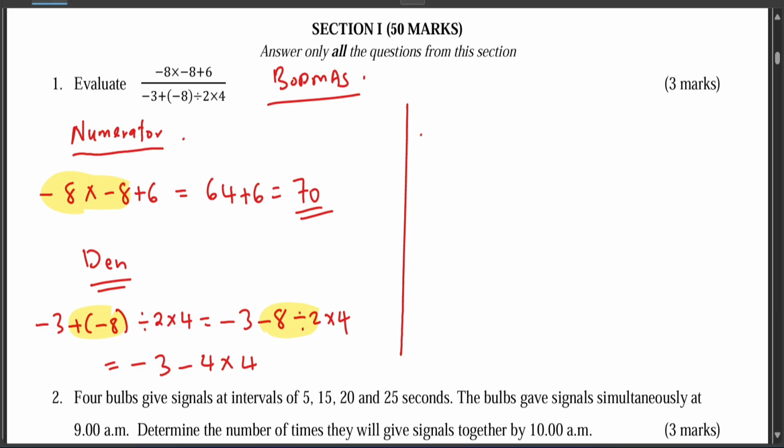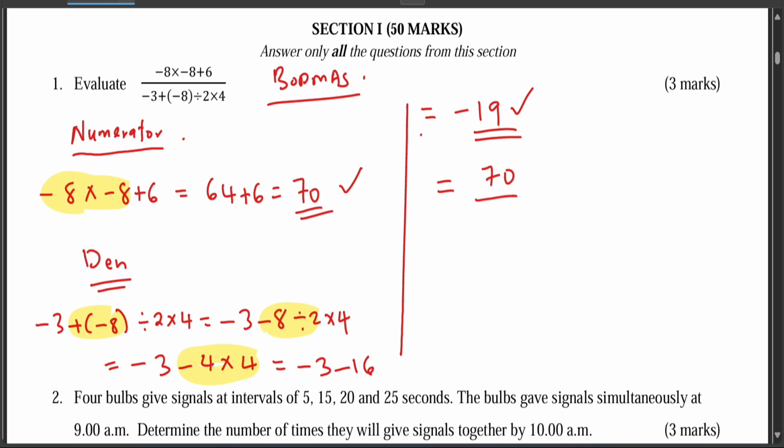The next one is multiplication. But ukishamaliza division you multiply. So -4 times 4 gives you -16. So -3, -16. So let's subtract. Itakuwa -3, -16 itakuwa -19. So finally you take your numerator, divide by denominator.